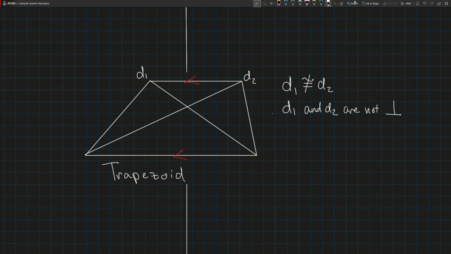And finally, the diagonals do not bisect each other, which means that this point, call it M, is not the midpoint of diagonal 2, and it's not the midpoint of diagonal 1. So we can also say that D1 and D2 do not bisect.